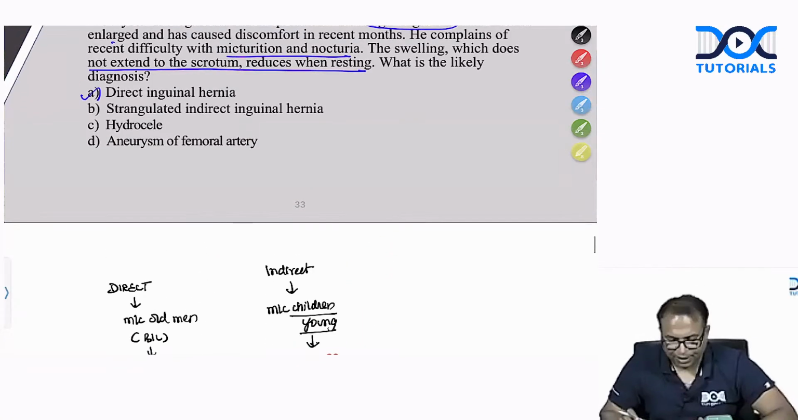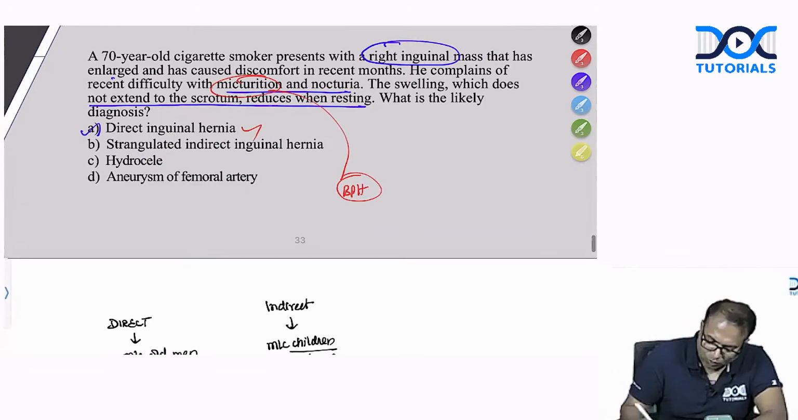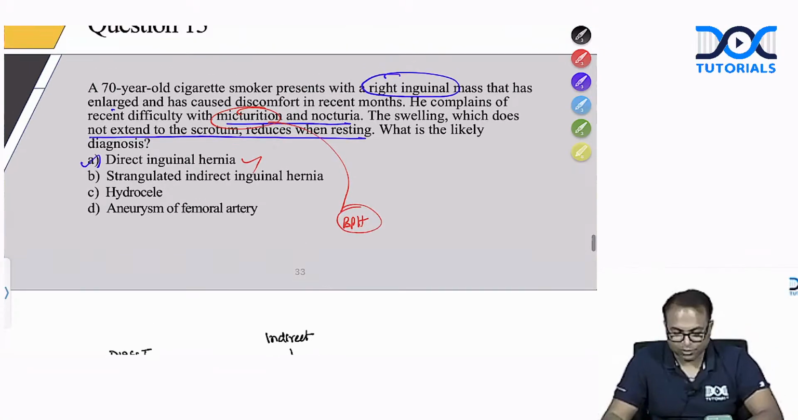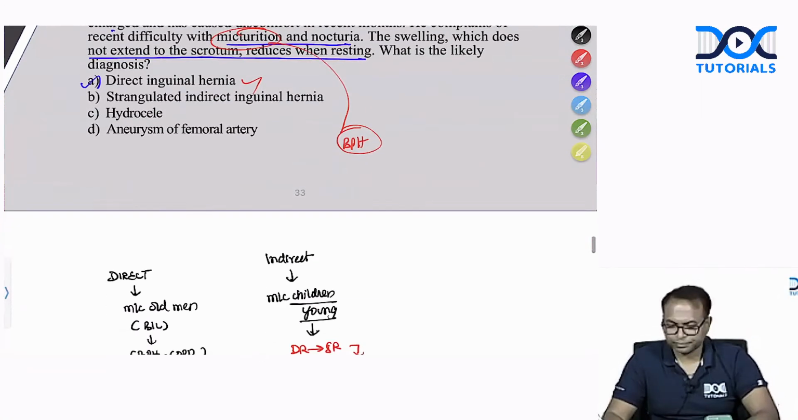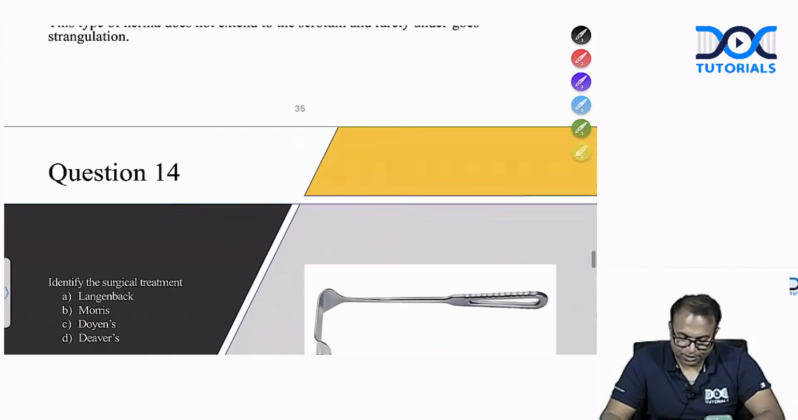So it's a classical reducible hernia. The patient is having micturition difficulty, which means he has BPH. So we go with direct inguinal hernia. The clue is very clear in the question. Hernias and all are final year clinical topics. Don't make mistakes in these questions.